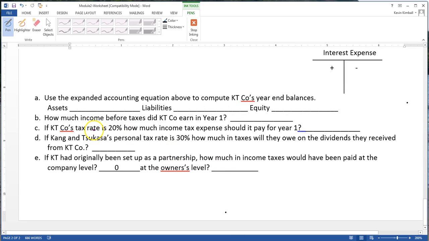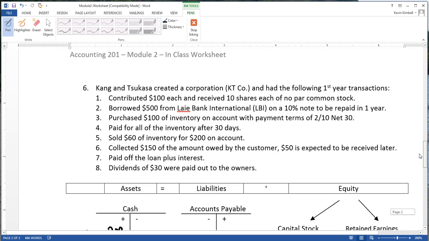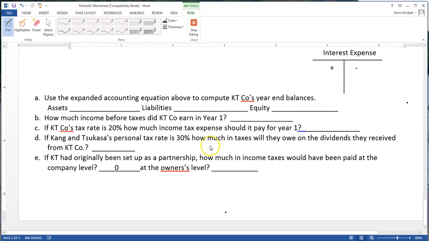And then we say, if their tax rate is 20%, how much income tax should this corporation pay? Well, that would be 20% of whatever this number was in B. And then if they have a personal tax rate of 30%, how much in tax will they owe on the dividends they receive? So up here, they paid dividends of $30. Dividends of $30 were paid out to the owners, and you can then compute the tax on those dividends that were paid out.